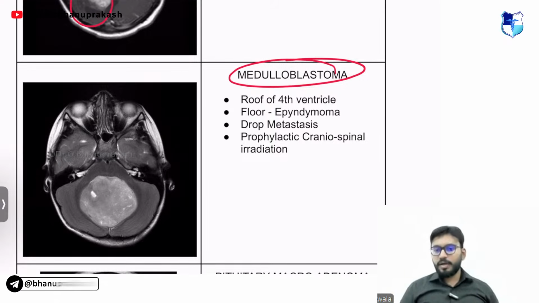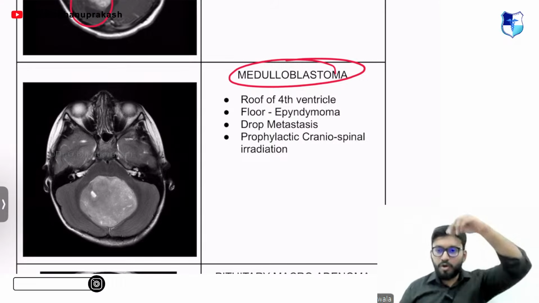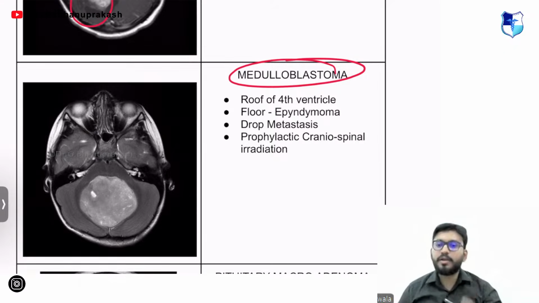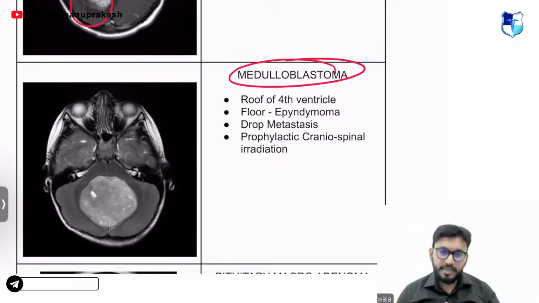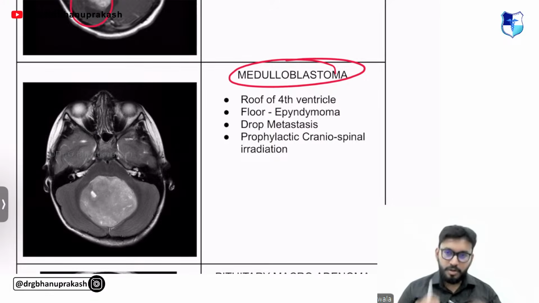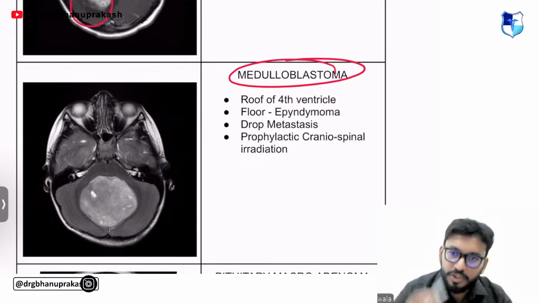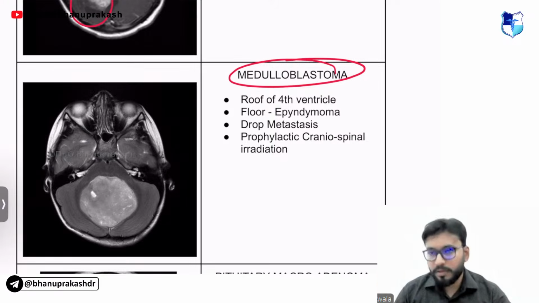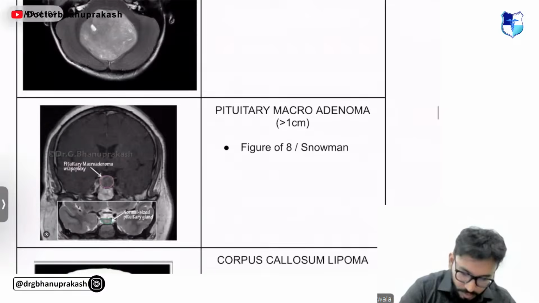Medulloblastoma is notorious to cause drop metastasis. Drop means the tumor will drop into the spinal cord, along the spinal cord, and there will be multiple drop metastases that you can see. So what you do is you give a prophylactic craniospinal irradiation. You give radiotherapy prophylactically because you know that medulloblastoma will drop some tumors into the spinal cord.